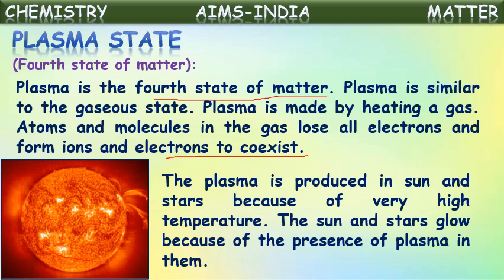See here, the sun and stars we can take as an example for the plasma state, because the sun is very hot, isn't it? Near the sun, both the electrons and ions will coexist. That's why we consider the sun and stars as a plasma state. The plasma is produced in the sun and stars because of very high temperature. They glow because they are losing the electrons and forming the ions. Because both are coexisting, that state is called plasma state. The best example for plasma state is sun and stars.